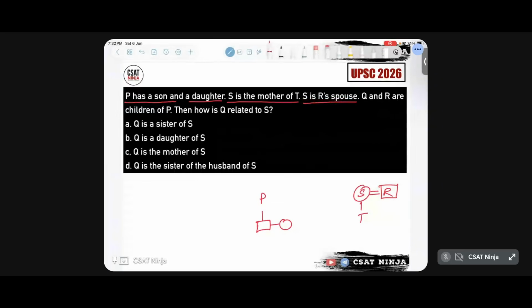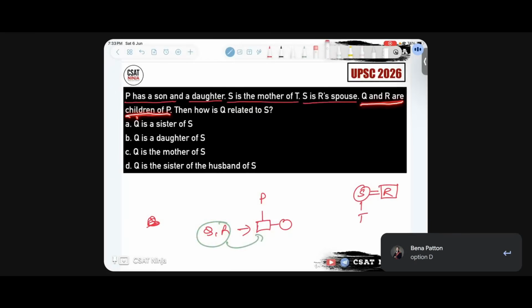Next statement. Q and R are children of P. I don't know who is male or who is female, but Q and R belong to this generation. That means this can be Q and this can be R. I don't know, but one thing I have an idea of is that Q and R belong to this generation. Why? Because the statement says Q and R are the children of P.